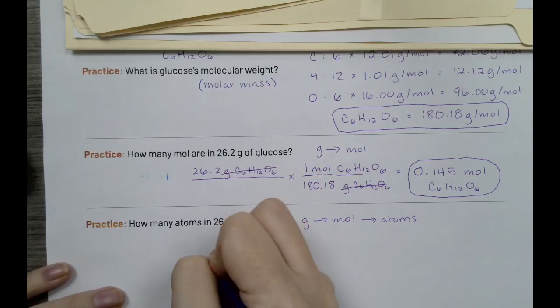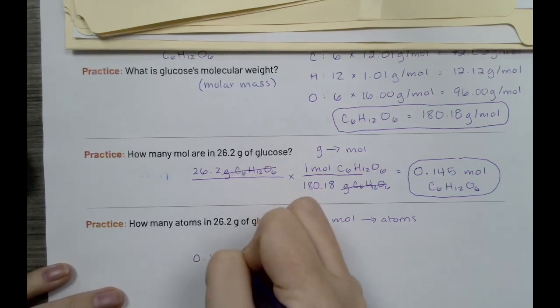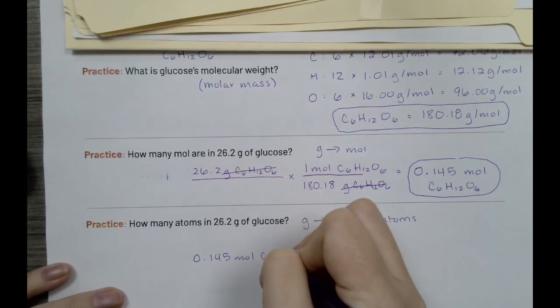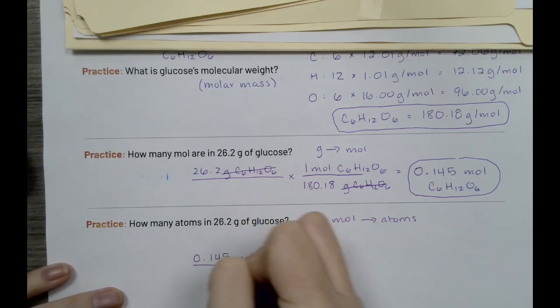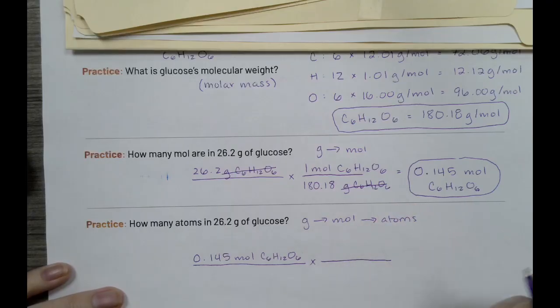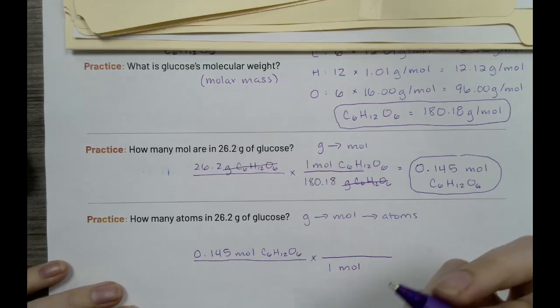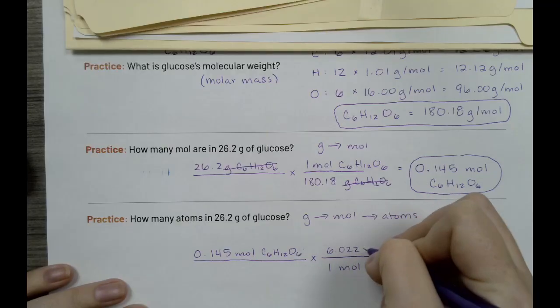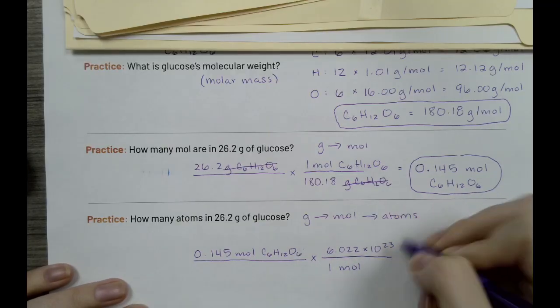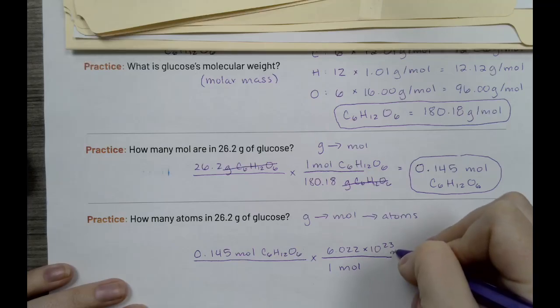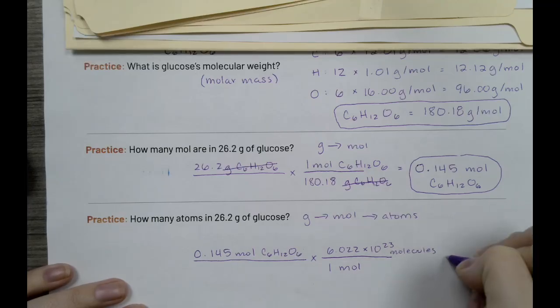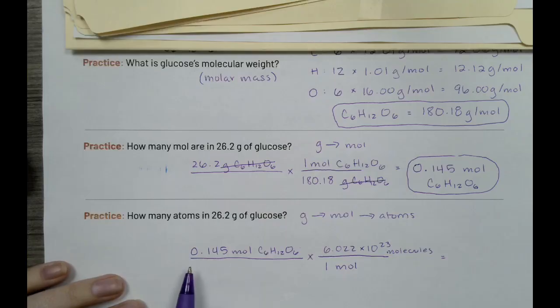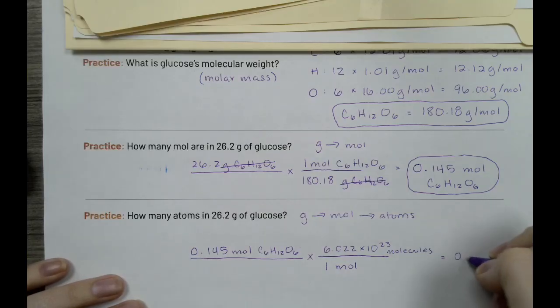We know we have 0.145 moles of glucose. And we know that any 1 mole of something, it could be donuts, it could be glucose molecules, it could be moles like the animal, is 6.022 times 10 to the 23rd of that thing. So in this case, it's molecules. Okay. Do our math, and we get 0.88 times 10 to the 23.